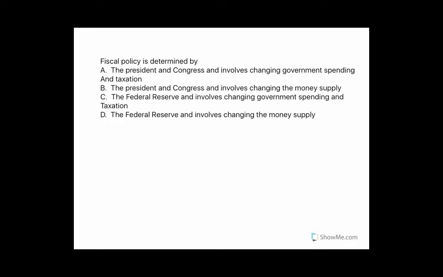Alright, so this one's similar, but it asks about fiscal policy. So what's fiscal policy? It's changes in government spending and taxation. So we know it's not B or D. And now, who is in charge of changing government spending and taxation? It's not the Federal Reserve, they change the money supply. It's Congress that makes the laws that deal with government spending and taxation, and the President signs them. So the correct answer is A.